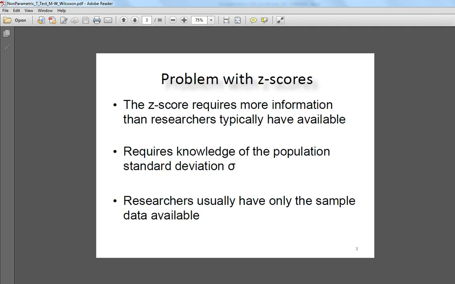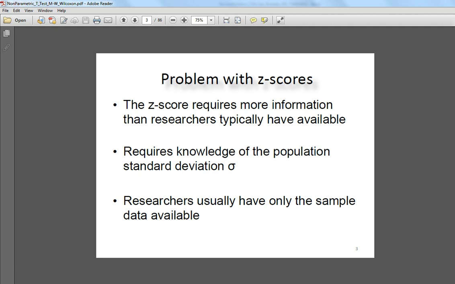So why do we need to do t-test? Why not stick to the z-scores? We've learned the z-scores already. We're able to standardize the distribution with the z-scores, and we can make meaningful interpretation of where an individual score stands in relation to the sample mean. Well, the problem with the z-score is that it requires more information than the researchers typically have available.